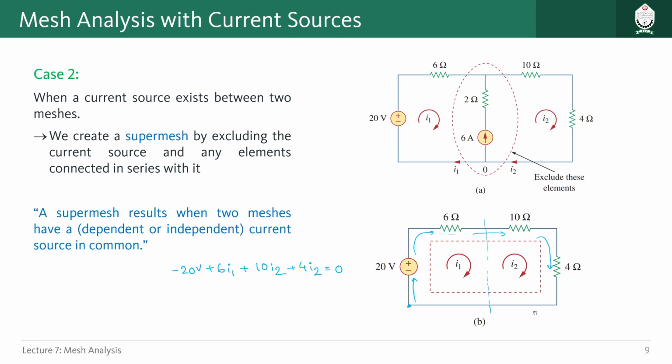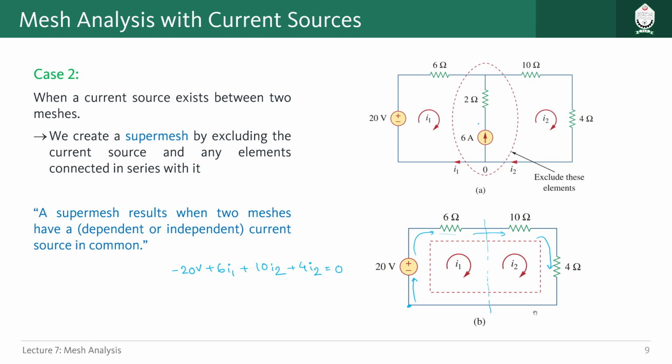But we know here we have two different meshes, two different unknowns I1 and I2. So we have to form two equations to solve them. So another equation will come from inside of the super mesh. Just like our previous discussion in nodal analysis, after we formed a super node, we got one of the equations from outside the super node and another one from inside the super node. So here we are going to get another equation from inside of this super mesh.